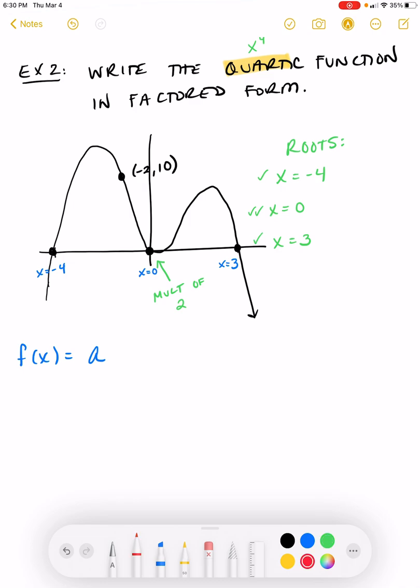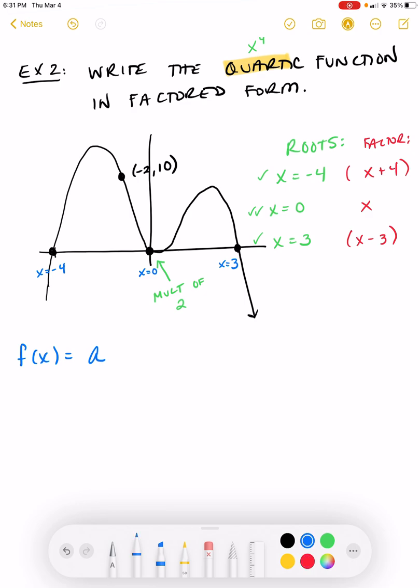Now, if x equals -4, the factor is going to look like x plus 4. And if x equals 0, then the factor can just be expressed as x. There's really no need to write it as x minus 0 because subtracting 0 doesn't do anything. And if x equals 3, then the factor can be expressed as x minus 3.